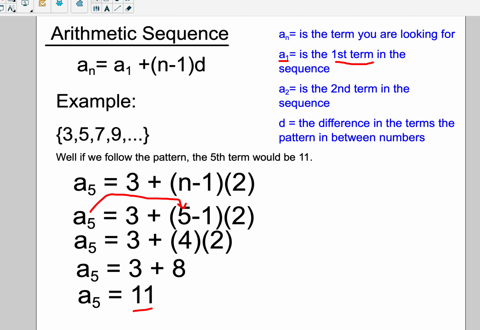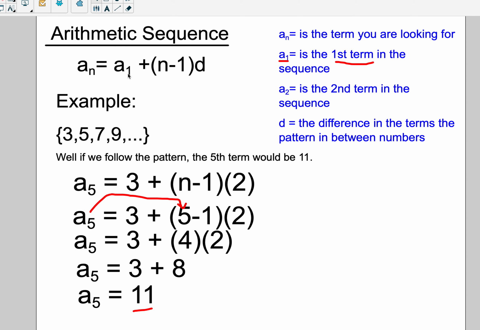Of course, we're going to learn how to do arithmetic sequences. The formula for an arithmetic sequence is a of n equals a sub 1 plus n minus 1 times d. The n in a sub n is when the question's asking you what is the 10th number in the sequence. That is whatever number in the sequence they're looking for.